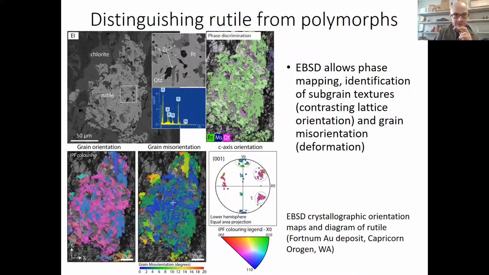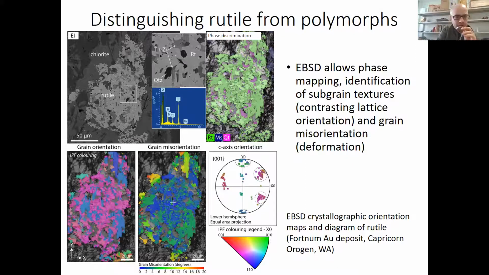For example, here you can see an aggregate of rutile from a gold deposit in Western Australia. The top left is an electron image. The rutile is in the intermediate gray. Now the top right is the same grain mapped by EBSD. So the green color is the rutile, and pink is quartz intergrown with the rutile.